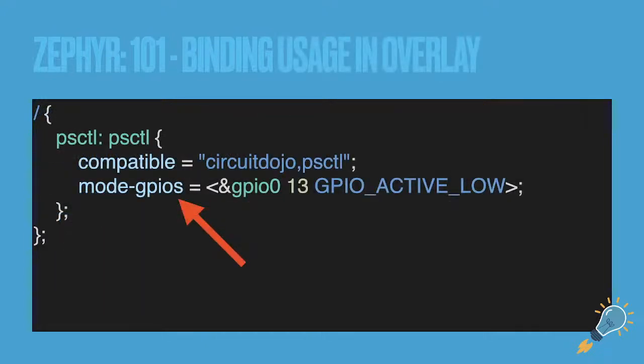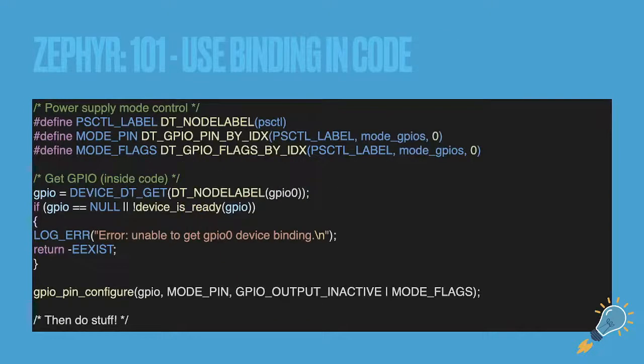And here it is in the overlay itself. We're giving a label of PSCTL, and its name is also PSCTL. You see that compatible equals circuit dojo. And then we can have an array of GPIOs, but in this case, it was just a single one. That is a cheap and easy way to not only get your custom pin defined in your code, but you can also reuse it, and that's one of the main advantages. We'll go over that in a second.